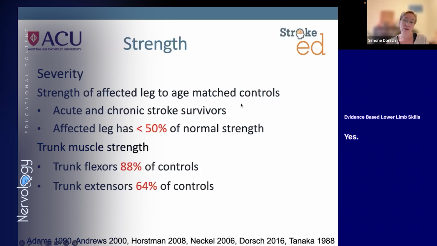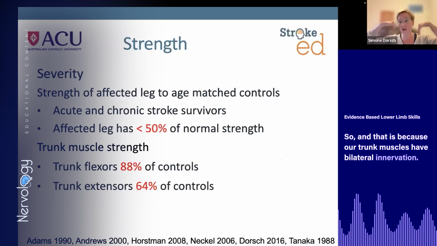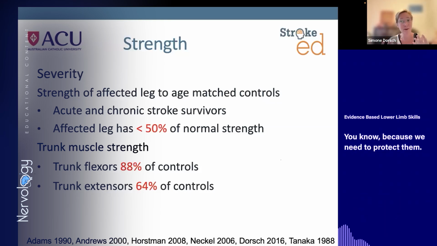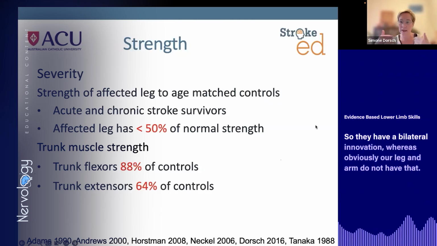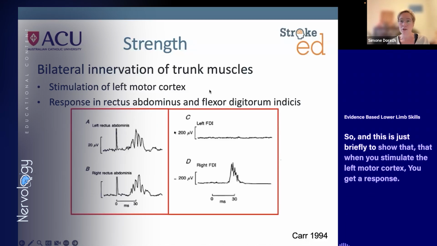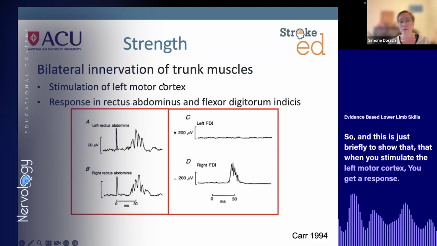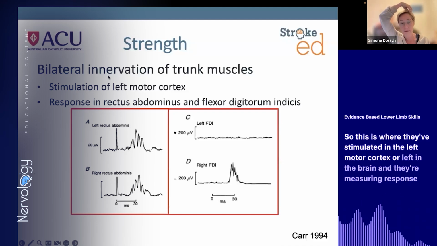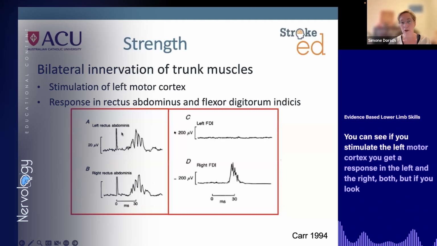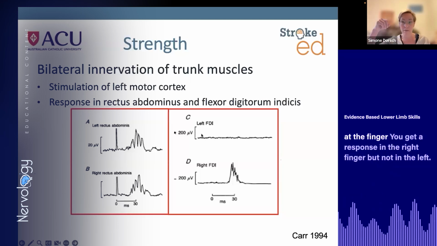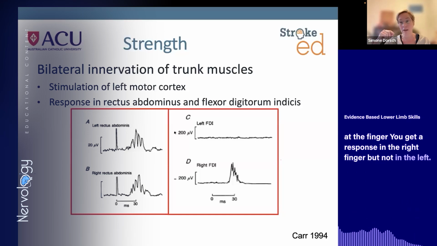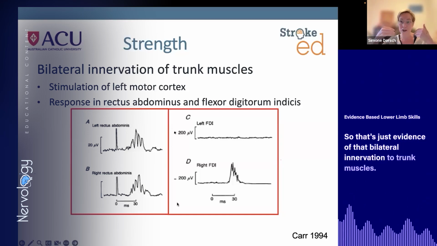So, that is because our trunk muscles have bilateral innervation. Because we need to protect them. They're very important for breathing and things like that. So they have a bilateral innervation, whereas obviously our leg and arm do not have that. And this is just briefly to show that when you stimulate the left motor cortex, you get a response in the muscles. You can see if you stimulate the left motor cortex, you get a response in the left and the right, both. But if you look at the finger, you get a response in the right finger, but not in the left. So that's just evidence of that bilateral innervation to trunk muscles.